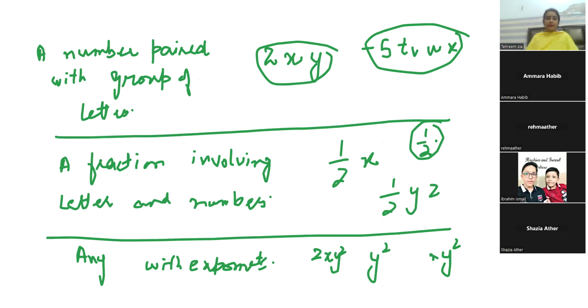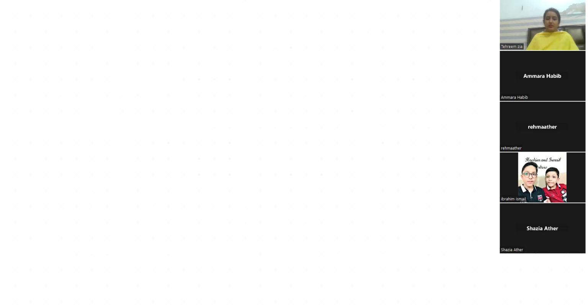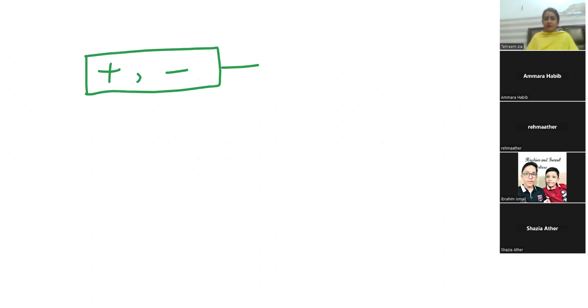Okay, now I'm giving you one rule that is very easy. How to identify terms. That is easy. If there is a sign of addition or subtraction, remember this thing. Very easy. If there is a sign of addition and subtraction, it separates terms. If there is a sign of multiplication and division, it does not separate terms.